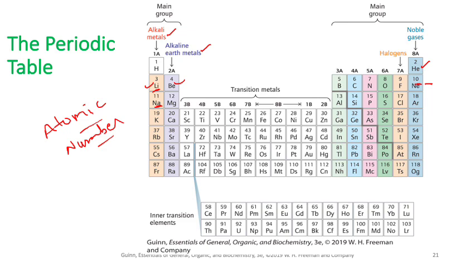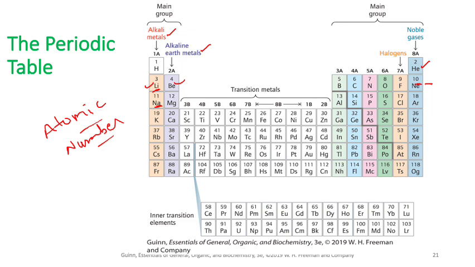Because the scientists have seen that all the elements that have the same physical and chemical properties, they put in the same group. That's why lithium, sodium, potassium, rubidium belong to group 1, because they have similar chemical and physical properties with the rest of the elements in the same group, right? So these are the two things that you need to remember.